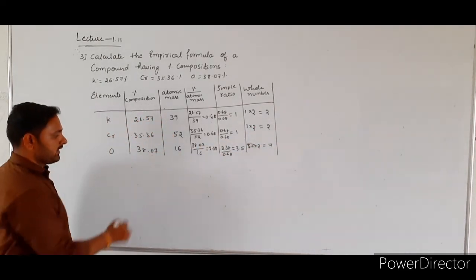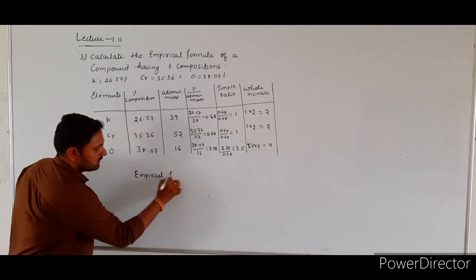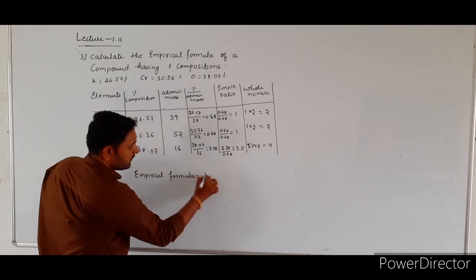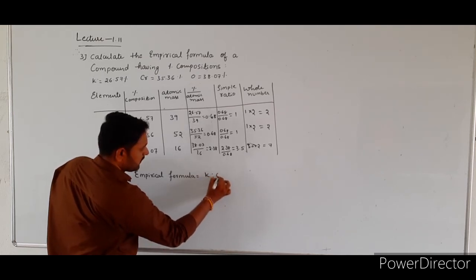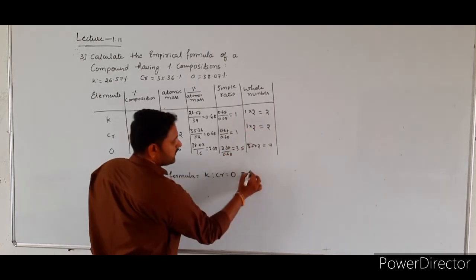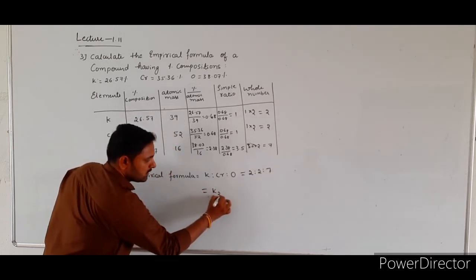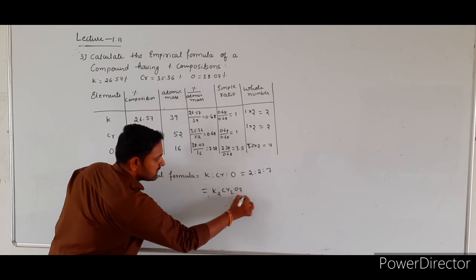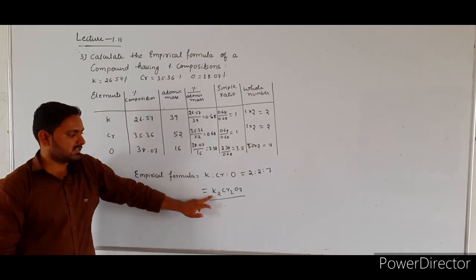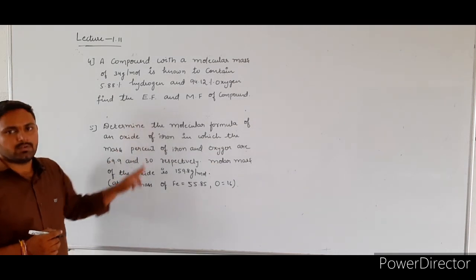Next you write the empirical formula. The empirical formula is equal to the ratio of potassium, chromium, oxygen. What are the whole numbers? 2:2:7. That means K2Cr2O7. This is the empirical formula of this compound. The empirical formula of this compound is K2Cr2O7.